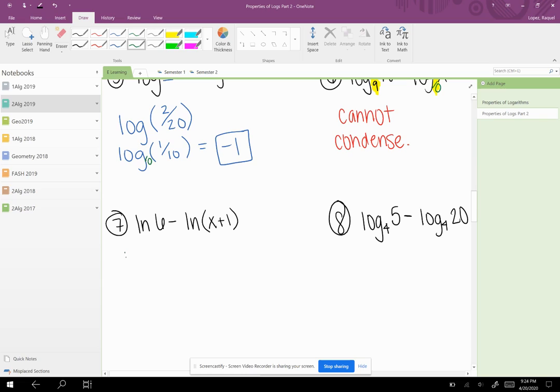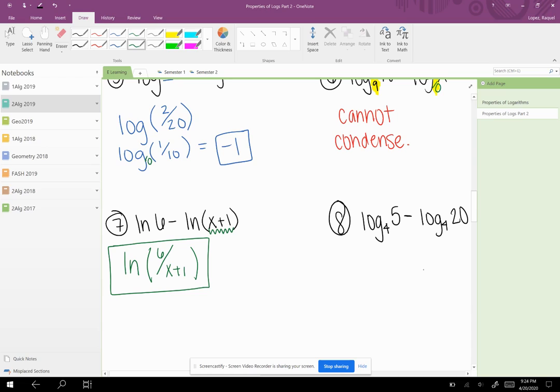So natural log 6. So 6 is going to go in my numerator, and then in your denominator is going to go everything that's inside parentheses in that second natural log written there. So that's x plus 1. And now you've condensed your natural log. All right, let's look at number 8.